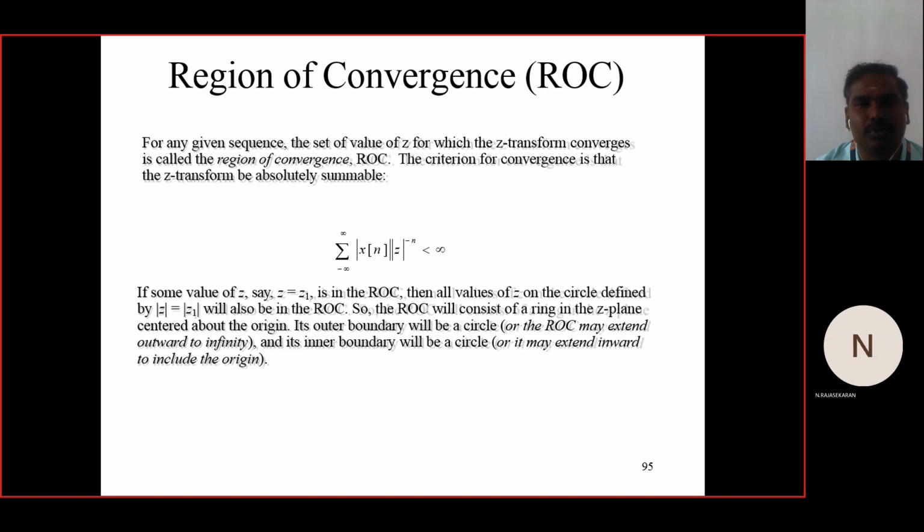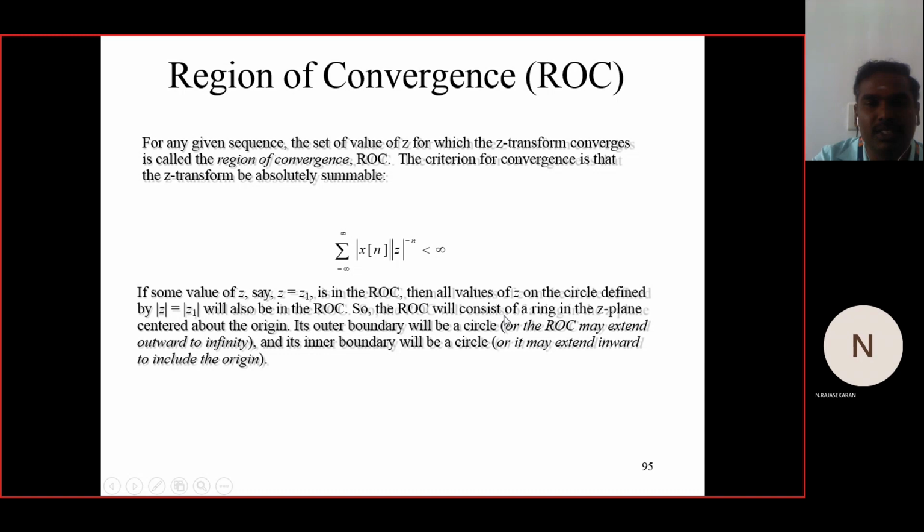Any value. So the criterion for convergence is that the Z transform be absolutely summable. So this is the first criterion. Example: summation from minus infinity to plus infinity of modulus of x of n, Z to the power minus n, is always less than infinity. If some value of Z, say Z equal to Z1, is in the ROC, then all the values of Z in a circle defined by modulus of Z equal to Z1 will also be in the ROC.